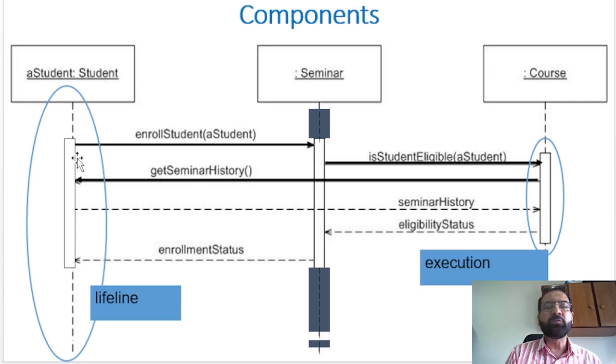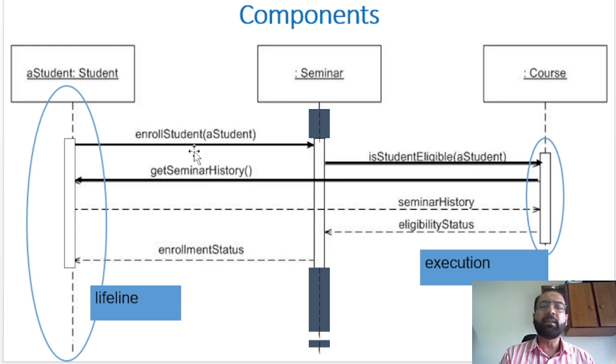Here you can see that the student initiated this communication, therefore the student is active and that activation line is started. When that communication is completed and the enrollment status has been given to this particular student as a return call, the activation finishes. That is why this activation is represented in this manner. Similarly, here the activation starts when a message is generated from the seminar about the eligibility of a student, and you see that activation ends here when the code sent the eligibility status to the seminar. So this is the concept of execution as well: something which is being executed and returned back.